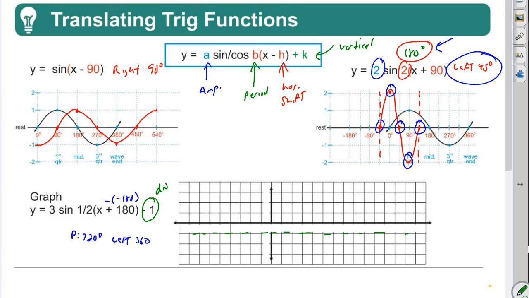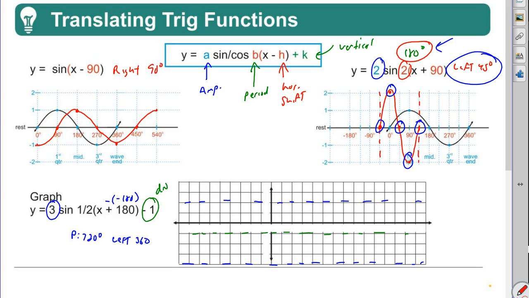Okay. What's my amplitude? My amplitude is 3, so I'm going to go up 3. 1, 2, 3. And this is going to be my top of my wave. I'm going to go down 3. 1, 2, 3. This is going to be the bottom of my wave. Now let's get the start going. So I'm left 360. Okay, so I have to figure out what my scale is going to be.